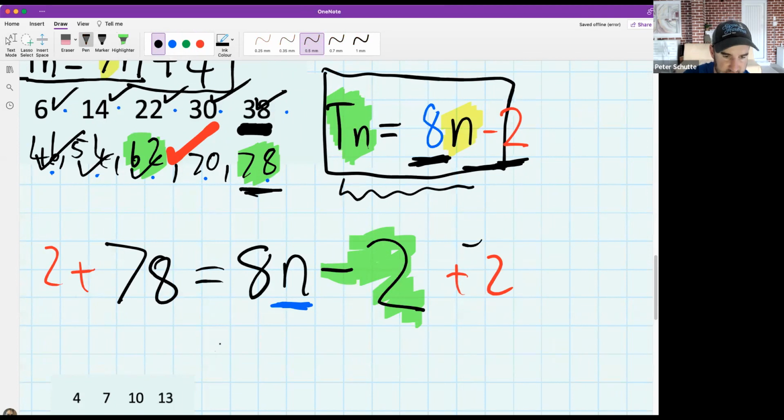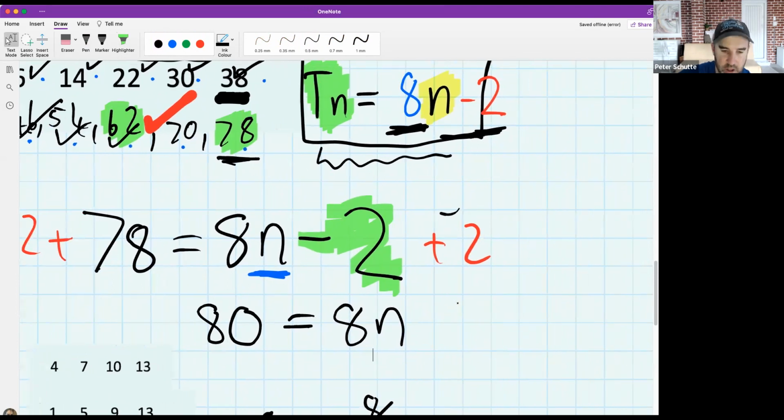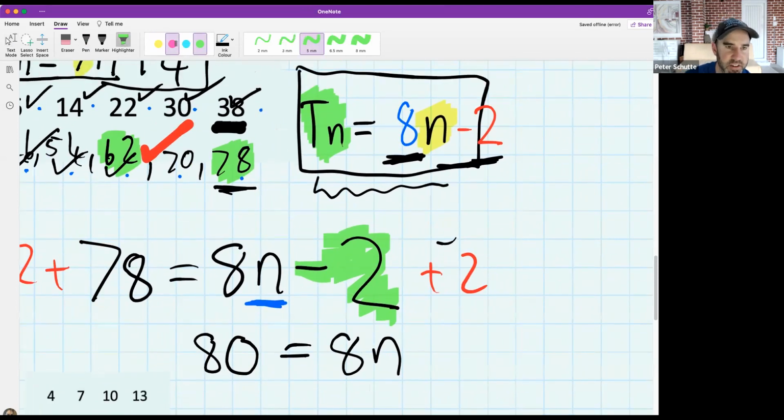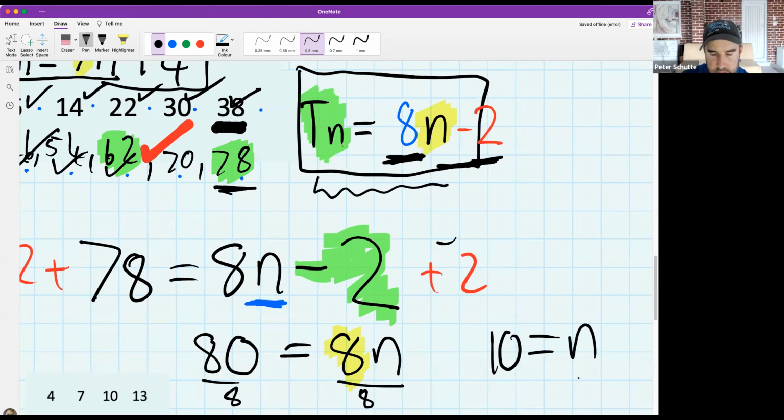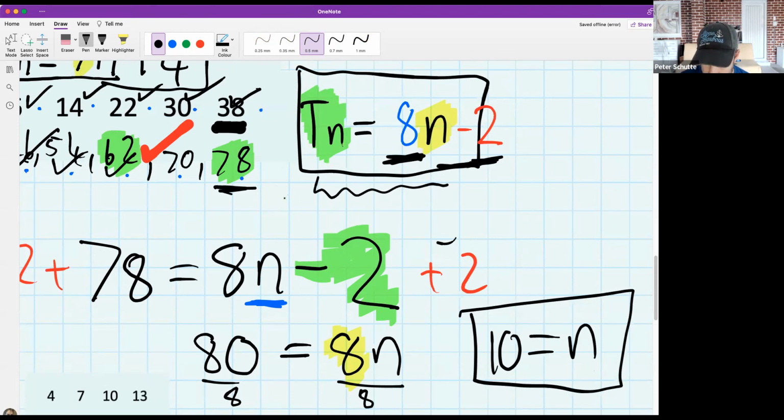If I do that properly, I should get 80 equals 8n, because the minus 2 and plus 2 get rid of each other. Then the last step is to say, look, this 8 over here is bugging me. I want n by itself. And so I'm going to divide both sides by 8, and then I'm going to get 10 equals n. Okay. Now, is that what we expected? It is, because it's the 10th item in the list.